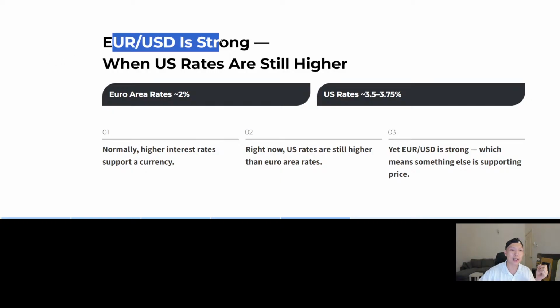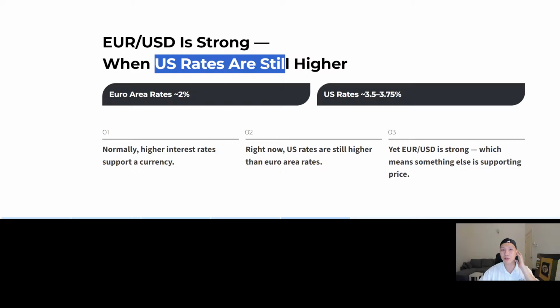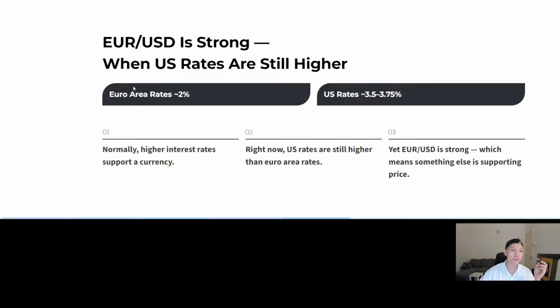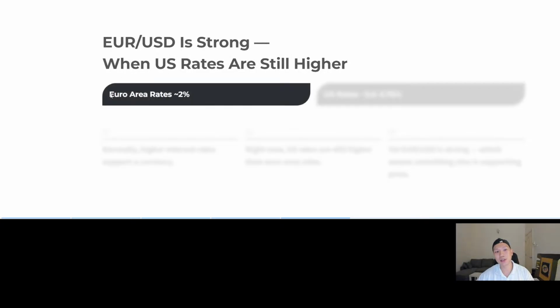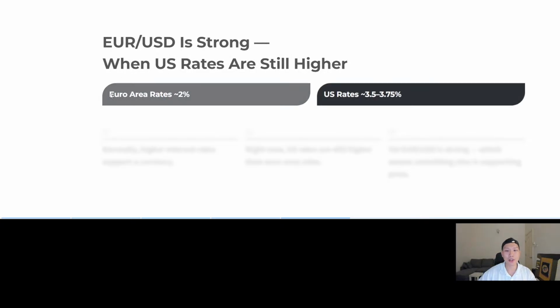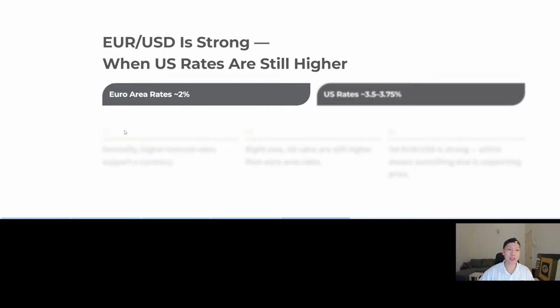The second thing you need to know before trading euro US dollar is that EUR/USD right now is very, very strong, but contradictingly, US rates are still higher. If you take a look at the euro area rate, it's currently 2%, and the US rate is 3.5% to 3.7%. So normally, a higher interest rate supports the currency. But right now, the euro is getting stronger than the USD.